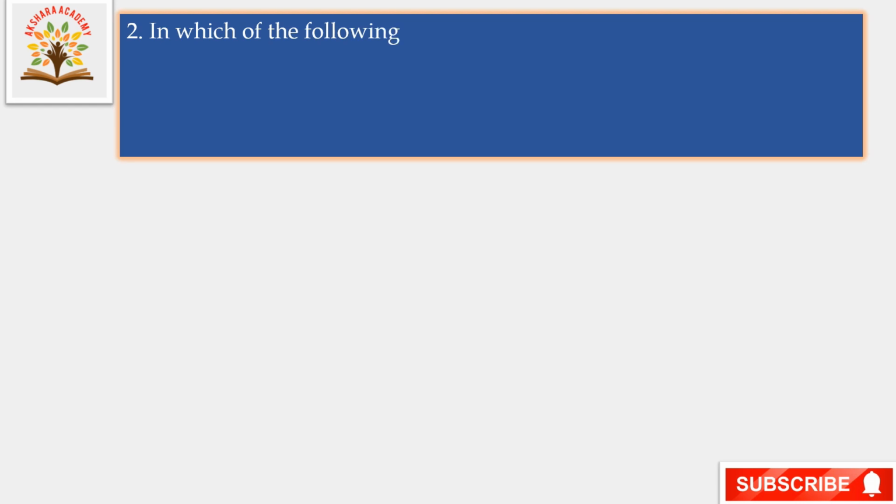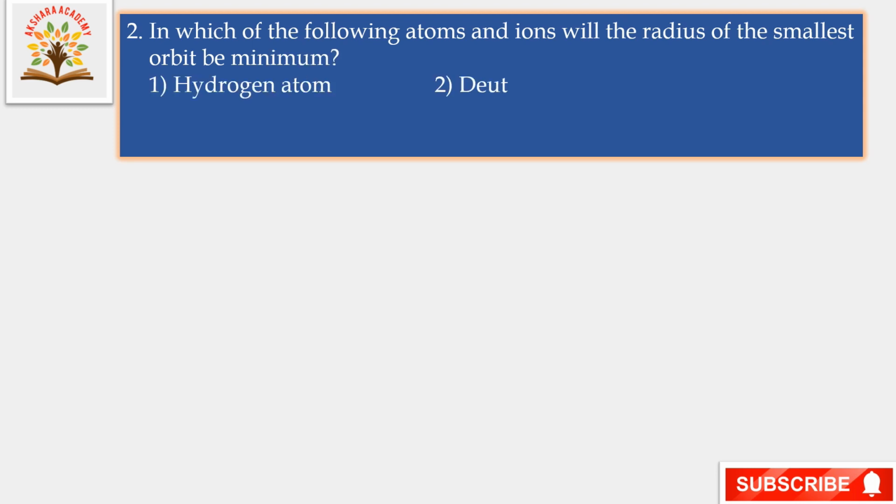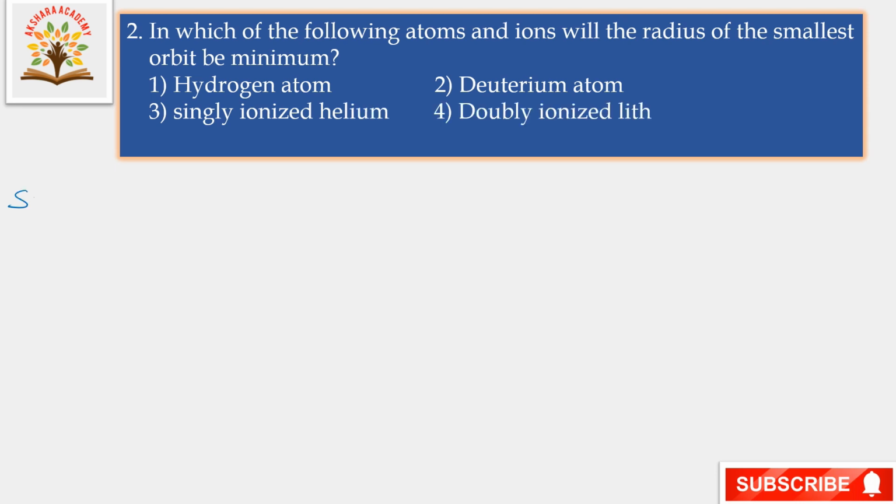In which of the following atoms and ions will the radius of the smallest orbit be minimum? Now, let us discuss. Rn is directly proportional to n square by Z. Rn is directly proportional to 1 by Z. For lithium, Z is the highest, so radius is minimum.